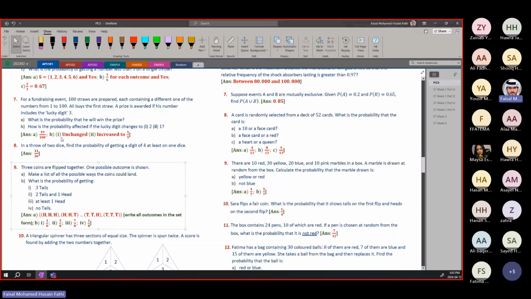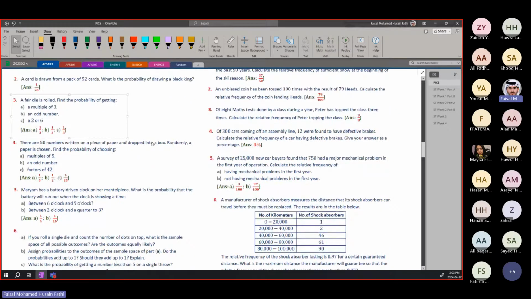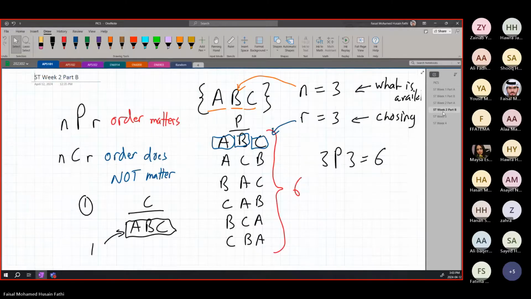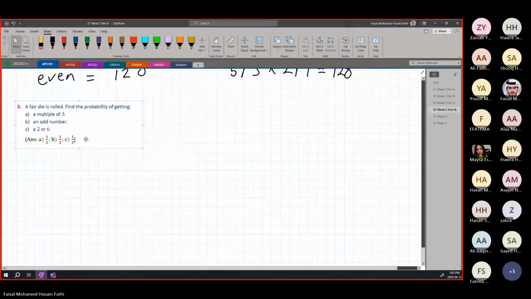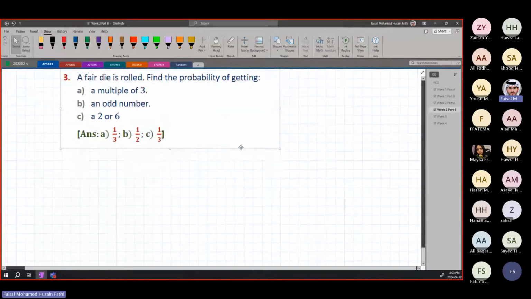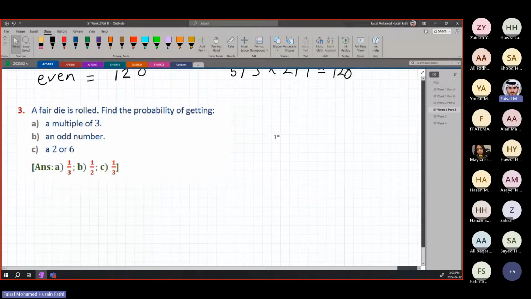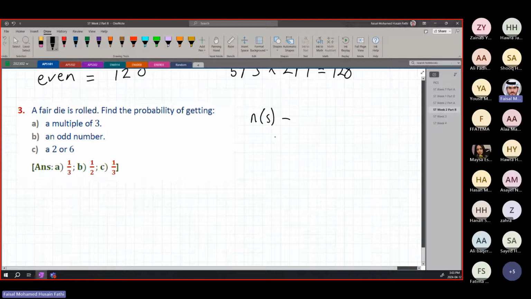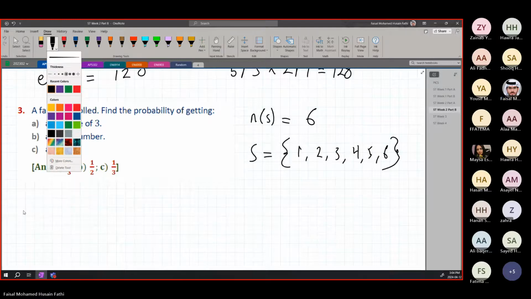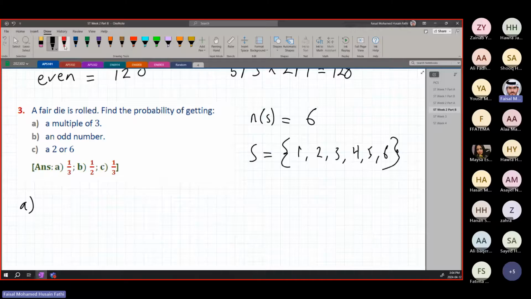Now, let's solve another question. So another question I wanted to solve was this one. Okay. So a fair die is rolled. Find the probability of getting this. Remember, a dice has 6 possible options. The sample space is going to look like this: 1, 2, 3, 4, 5, and 6. All right. So part A says a multiple of 3.